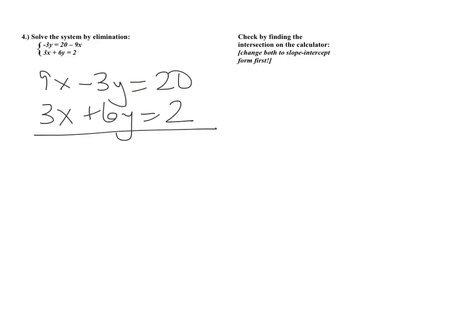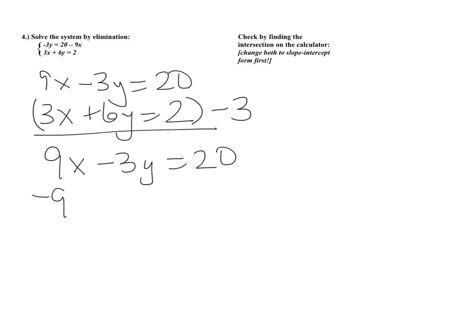I'm going to go ahead and do x, because I've not done one like this before. So if I get rid of x, I'm going to multiply everything by -3. I'm going to have 9x minus 3y equals 20. I'm just rewriting the top equation. And then the bottom, I'm going to multiply everything by -3. So I'm going to get -9x minus 18y equals -6. And then I'm going to add everything.